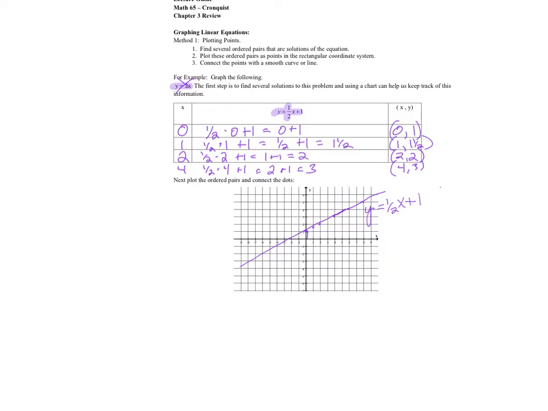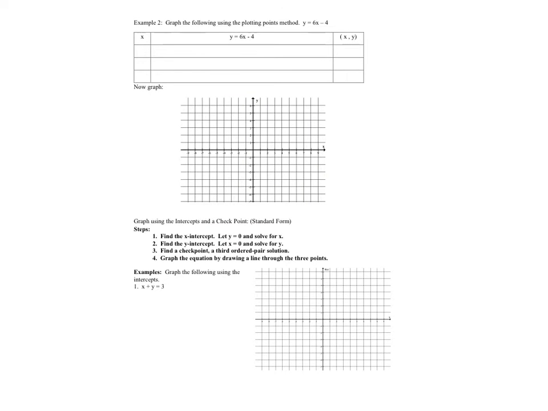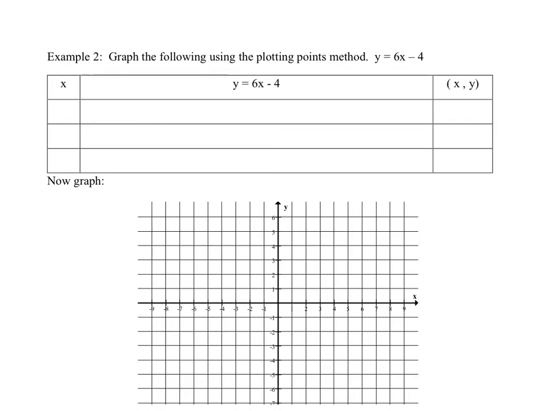Okay, moving on. y equals 6x minus 4. So we choose a point. So we're going to choose 0, 1, and -1. -1 is also sometimes a really good number to choose. So I have 6 times 0 minus 4. Well, that's 0 minus 4. So I have 0, minus 4.